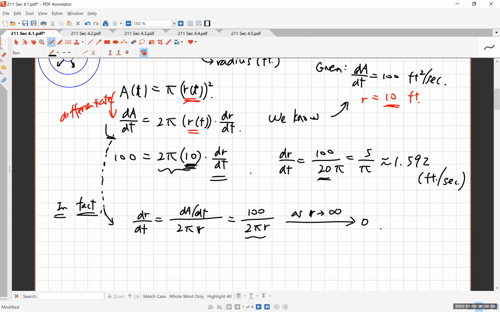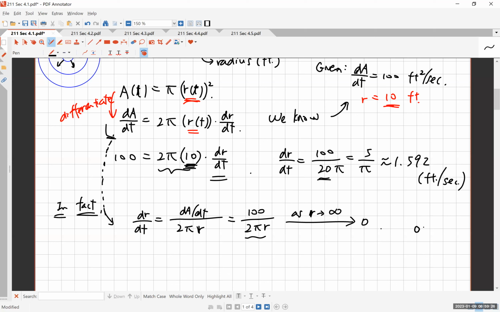Think about this. Does it make sense that the rate at which the radius is increasing, it is still increasing, but the rate gets smaller and smaller? In other words, the radius is increasing at a slower and slower pace as the circle gets bigger. It certainly makes sense, right?